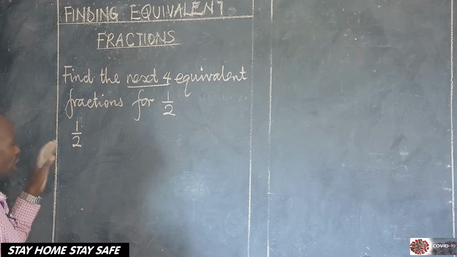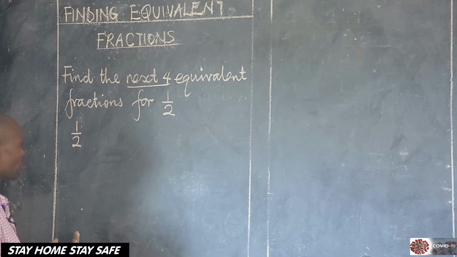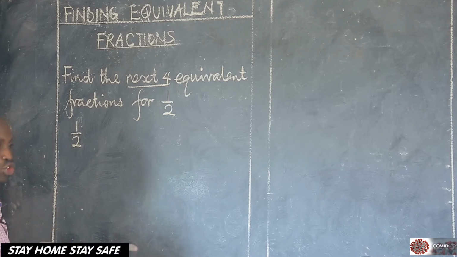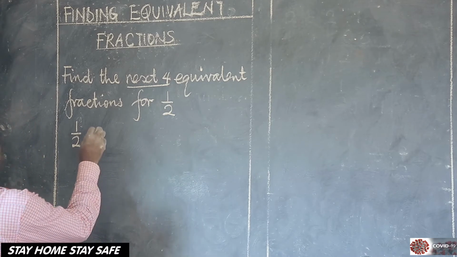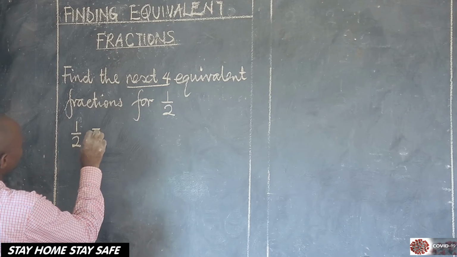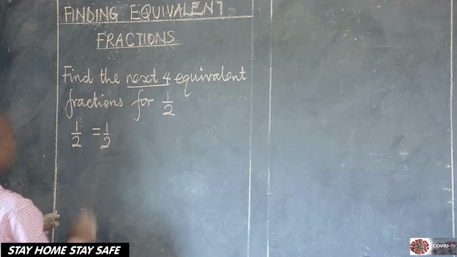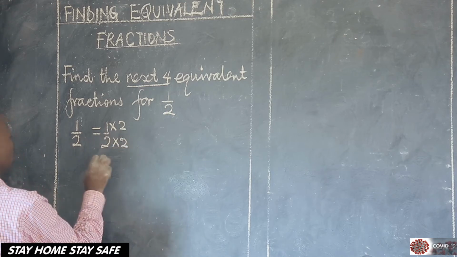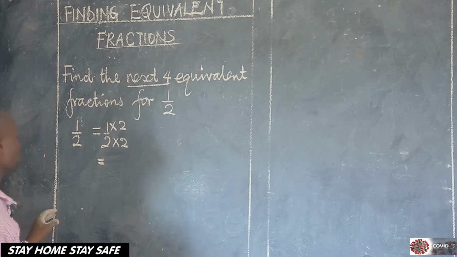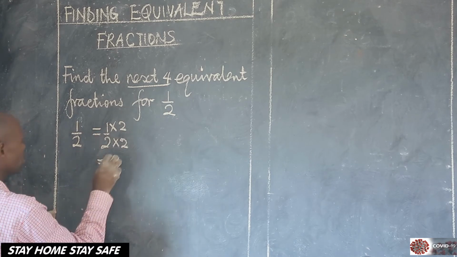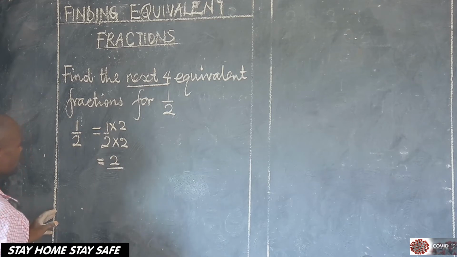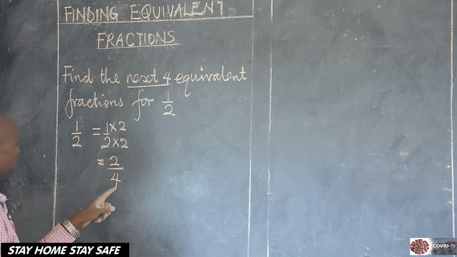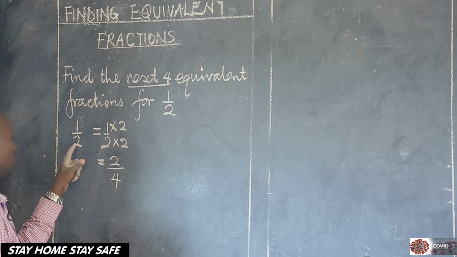So if I begin with 1, 1 will not change this fraction. So we begin with 2. So a half is going to give me a half times 2 over 2. And what is this one going to give me? 1 times 2, you get 2. Out of 2 times 2, you get 4. So 2 out of 4 is an equivalent fraction here.